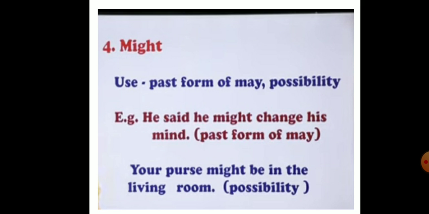Our next modal is might, which is the past form of may. It also shows possibility but in the past form. For example, he said he might change his mind. This is the possibility that he might change his mind, but this is in the past form.